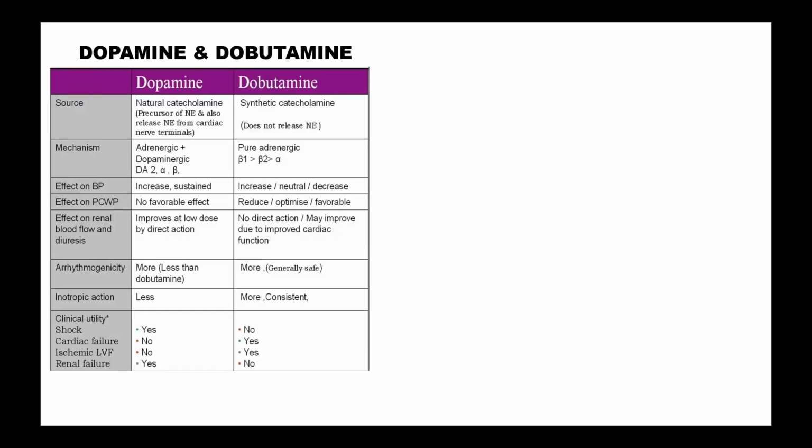Dopamine and dobutamine. What are the differences? Dopamine is a natural catecholamine, precursor to noradrenaline, whereas dobutamine is a synthetic catecholamine. Mechanism: dopamine is adrenergic and dopaminergic, whereas dobutamine is purely adrenergic, beta 1 more than beta 2 more than alpha. Effect on BP: sustained with dopamine. Effect on PCWP: not favorable. Arrhythmia: more with dopamine. Inotropic action: more consistent with dobutamine. Clinical uses: cardiac failure, ischemic heart disease, acute coronary syndrome; dobutamine is more preferred than dopamine.